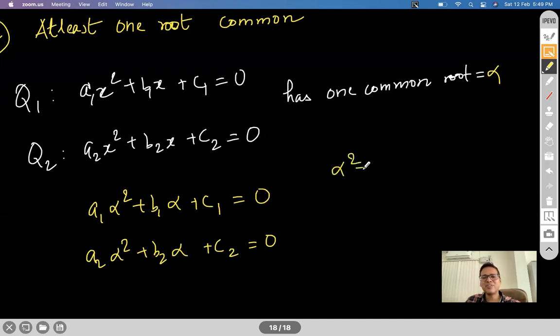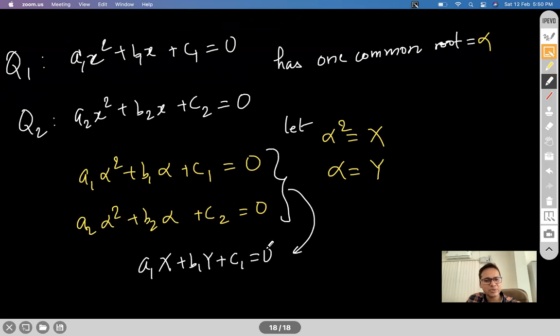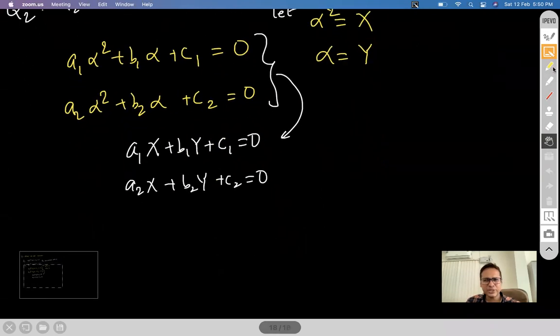Now here, for the time being, let's call alpha square as capital X and alpha as capital Y. So let alpha square be capital X and alpha be capital Y. So can I say the same set of equations will now be something like A1 X plus B1 Y plus C1 equal to 0, and A2 X plus B2 Y plus C2 equal to 0. Right? Can you all do me a favor? Can you solve for capital X and capital Y? Can somebody give me capital X and capital Y?